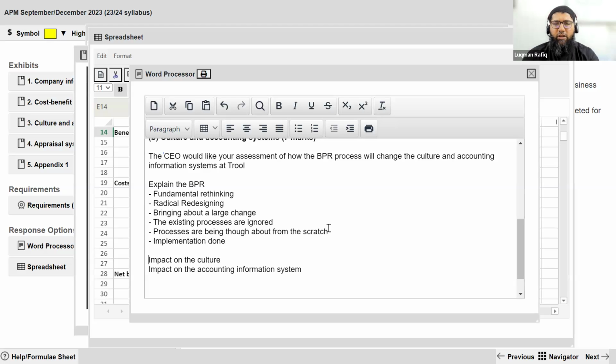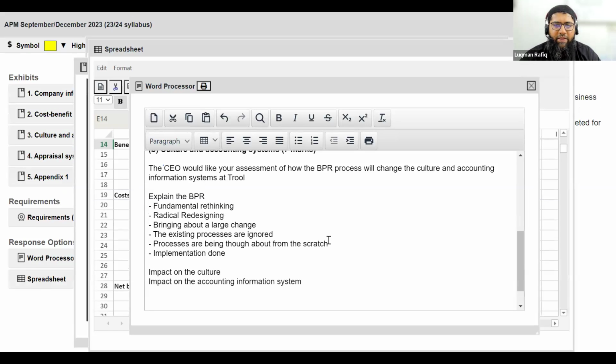What is going to be the impact on the culture? You need to understand the impact on the culture, what is actually going to be the impact on the culture.